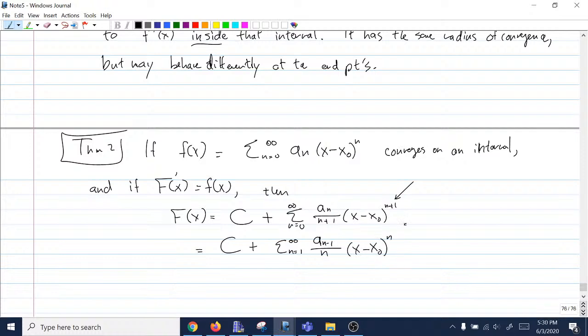And notice this thing is starting with the linear term. Our new series starts with the linear term. It doesn't have a constant. The unknown constant of integration is filling in for that unknown constant term. And same deal. If this thing converges on an interval, then this thing equals this with the same radius of convergence, but possibly different behavior at the endpoints.